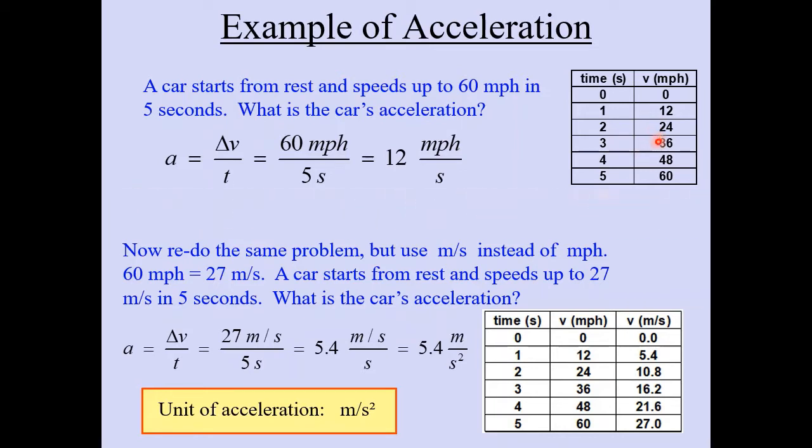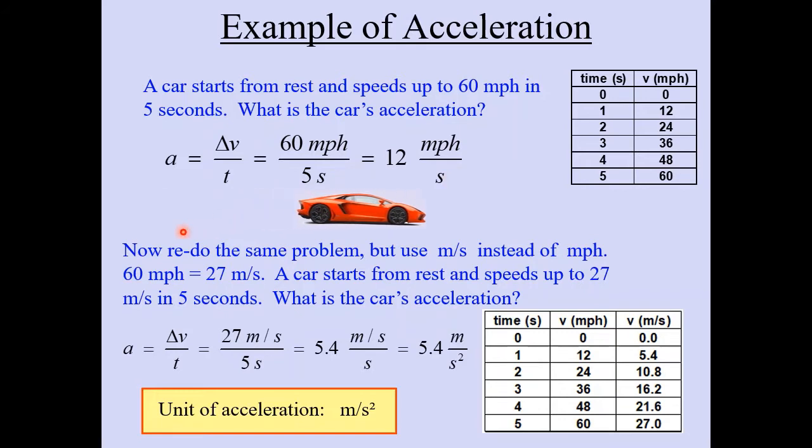We just keep adding 12 to these numbers. After 4 seconds, 48 miles per hour. And finally, after 5 seconds, we add 12 to 48, and we get the final speed, which is 60 miles per hour. So this kind of gives us a sense of the units of acceleration. The number tells us how much the speed is changing every second.